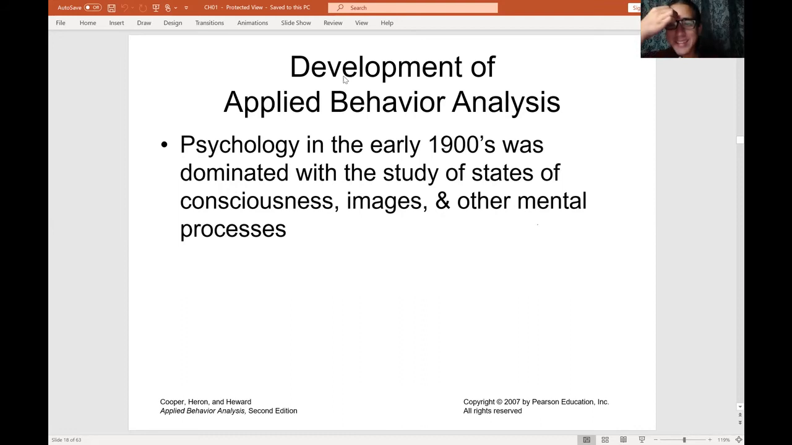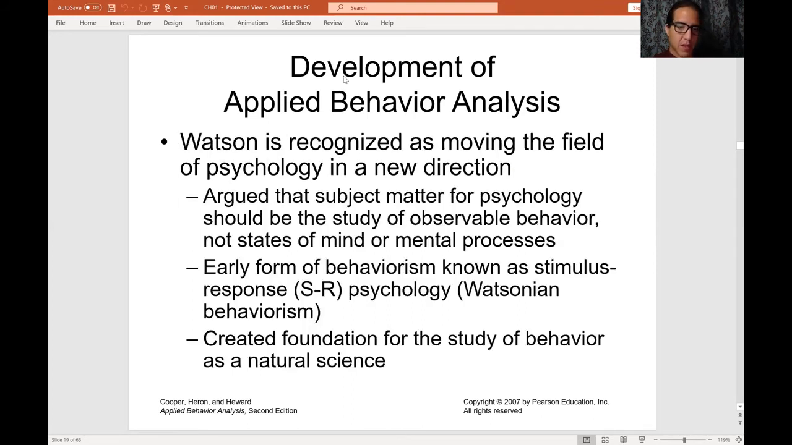Psychology in the early 1900s was dominated by the study of states of consciousness, images, and other mental processes. Watson was recognized as moving the field of psychology in a new direction. He argued that the subject matter for psychology should be the study of observable behavior, not states of mind or mental processes. Early form of behaviorism known as stimulus response psychology, or Watsonian behaviorism. He created the foundation for the study of behavior as a natural science.